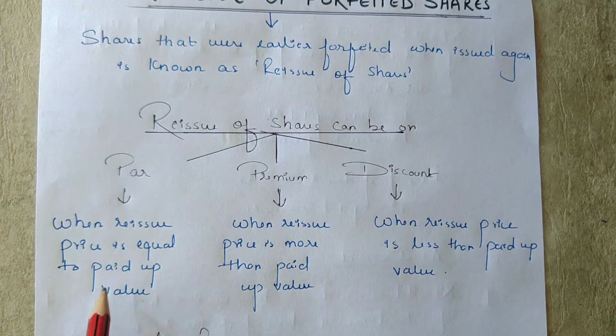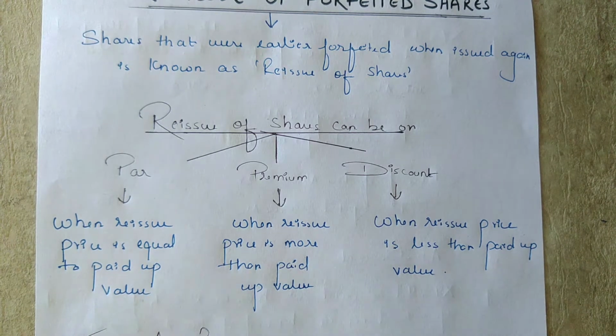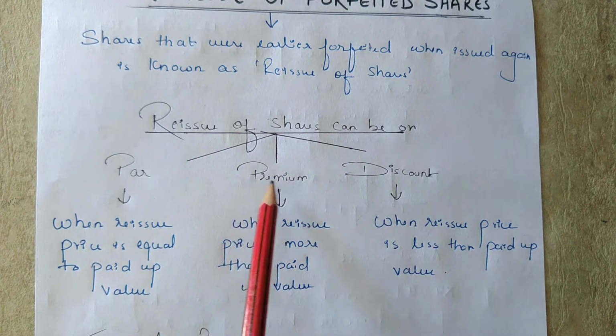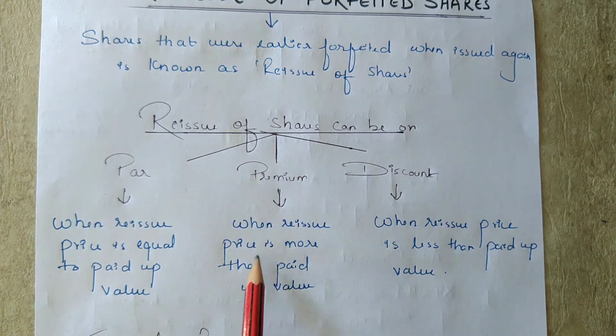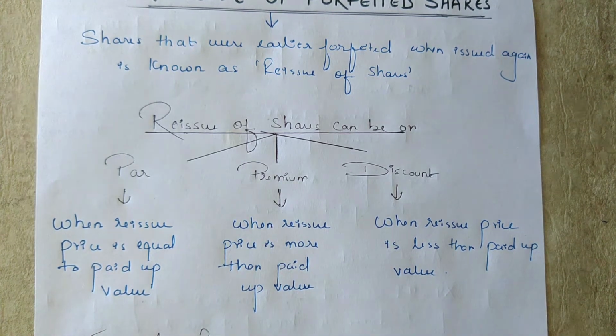For example, if shares of the face value of ₹10 is issued at ₹10, then it is said that the shares has been reissued at par. Next is reissue of shares at premium, which means when reissue price is more than the paid up value. For example, if a share of the face value of ₹10 is issued at ₹12, then ₹2 will be the premium on share and we say that the shares has been reissued at premium.